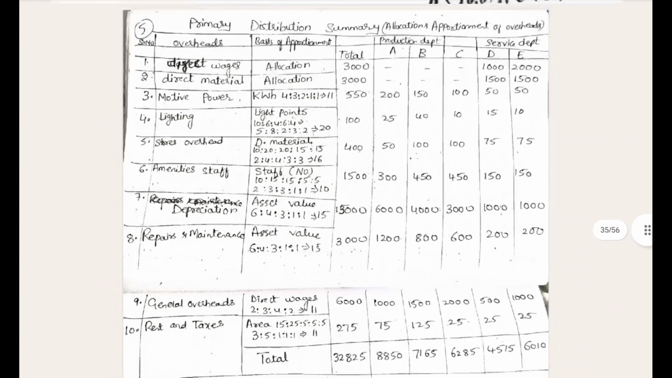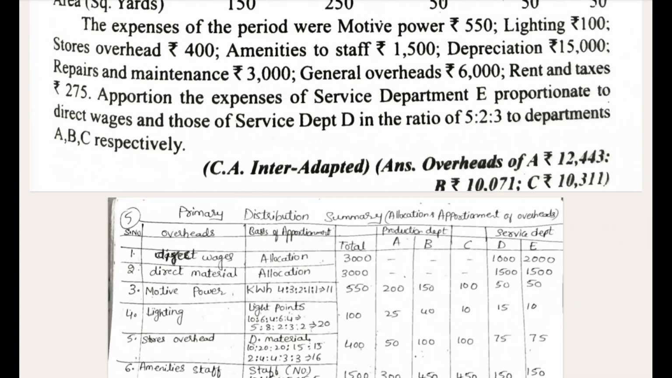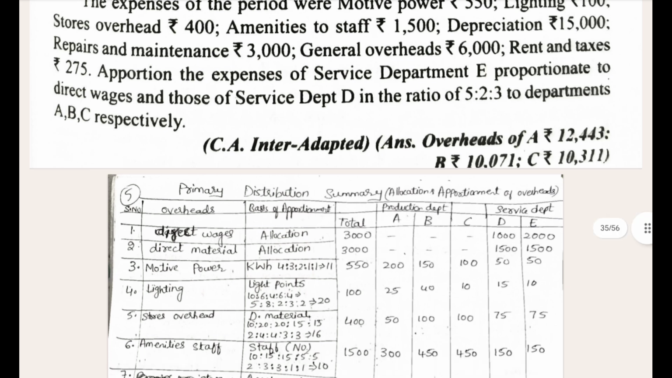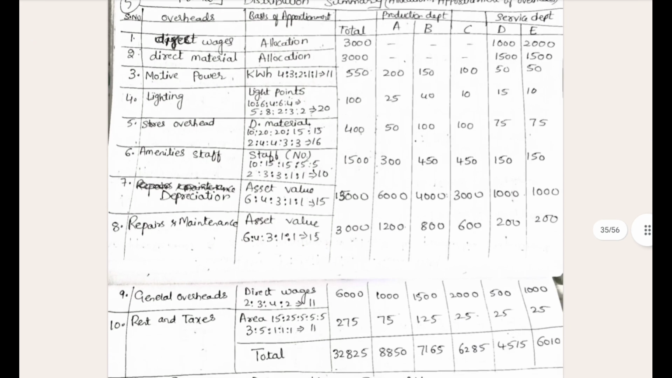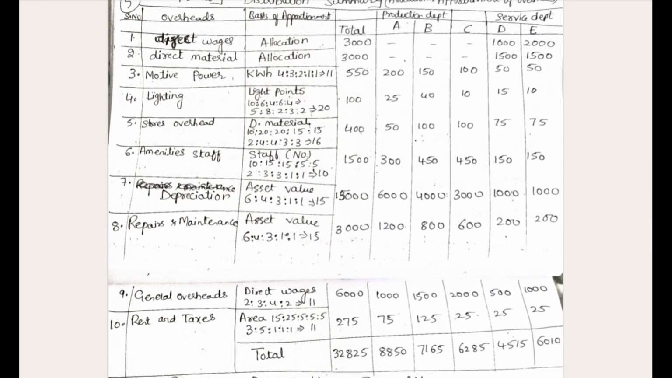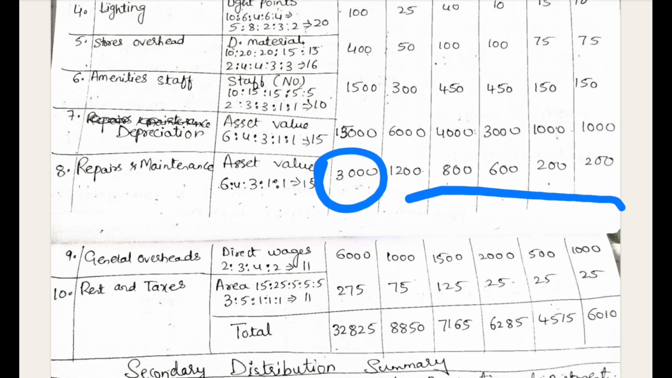Next we have the overhead: rent, general overheads, and repairs and maintenance 3,000. Repairs and maintenance, we are again distributing on the basis of assets only. The assets ratio we got just now is 6 is to 4 is to 3 is to 1. In the same way, 3,000 also we have to distribute among these 5 departments. 3,000 into 6 by 15, 4 by 15, 3 by 15, 3,000 into 1 by 15, 3,000 into 1 by 15, like this.